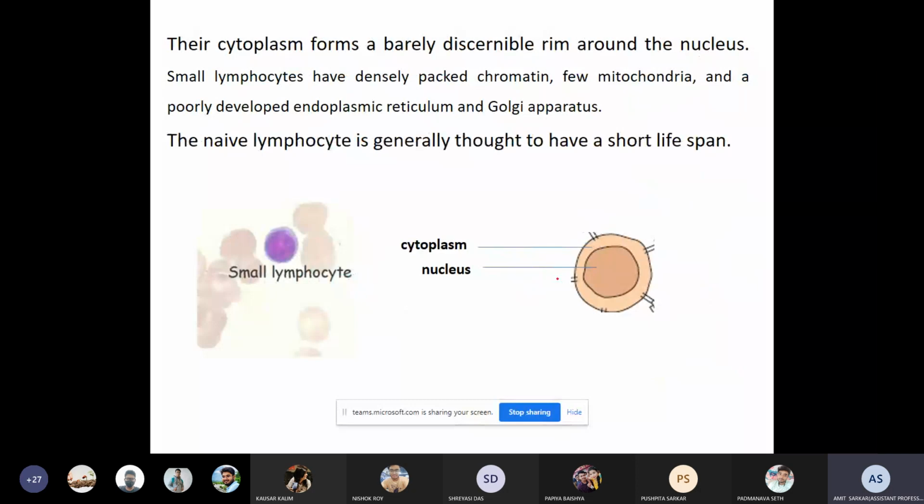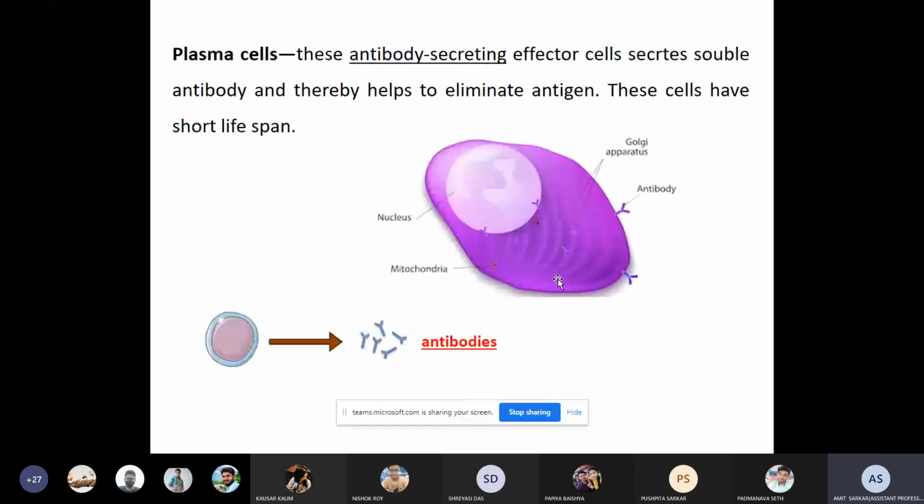Now, this plasma cell is important because these are antibody secreting cells. That's why it is also called an effector cell. So who will secrete the antibody? The plasma cell will secrete the antibody. The effector cell secretes soluble antibody and thereby helps to eliminate different types of antigen. And these cells also have a small lifespan.